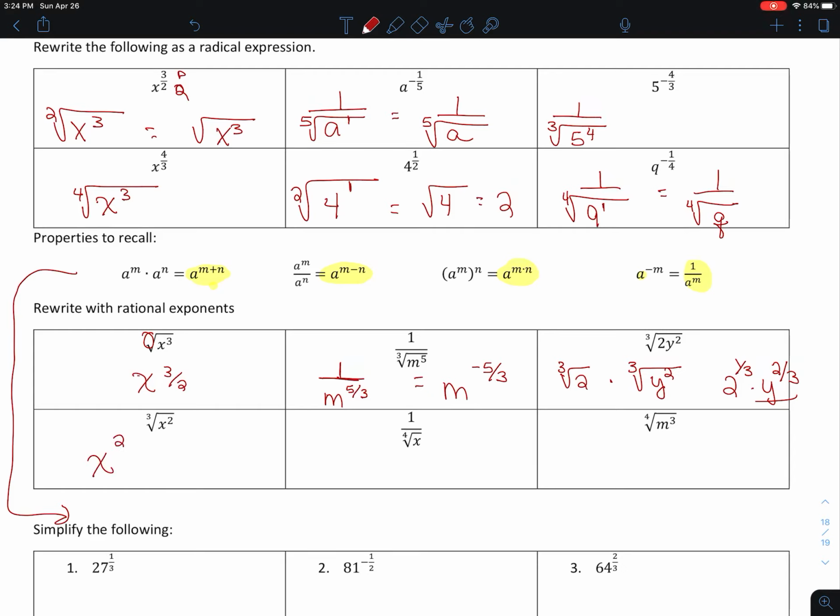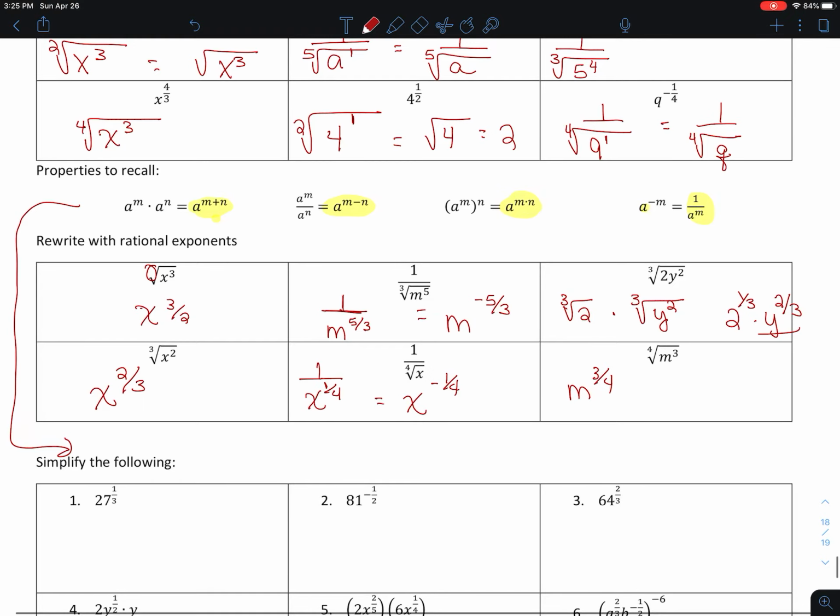Okay, welcome back. So this is going to be x, the power is 2, the denominator is 3. This would be 1 over x, the power is 1, the index is 4. Well, we can also write it as x to the negative 1/4. And this last one, my power is 3 and my index is 4.